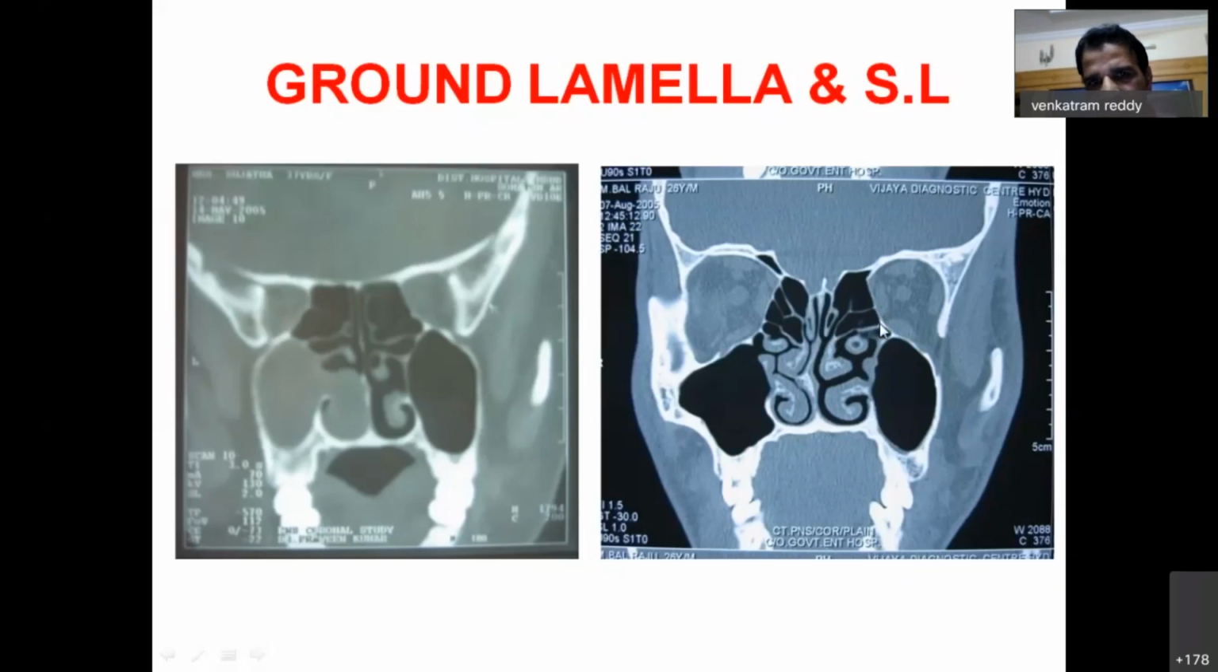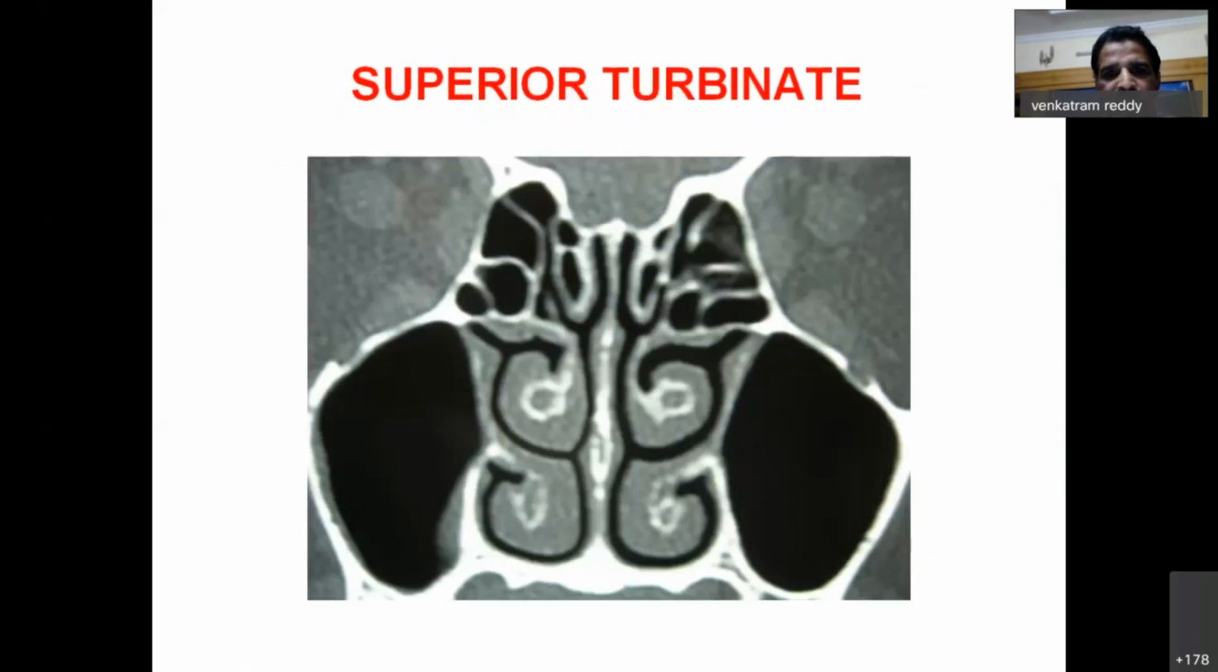So the basal lamella or ground lamella can get attached either to the posterior wall of the maxillary sinus or the medial orbital wall, right? Most commonly it gets attached to the medial orbital wall, and sometimes it has an attachment to the medial wall of the maxillary sinus. Superior turbinate, this is a concha bullosa in the superior turbinate.